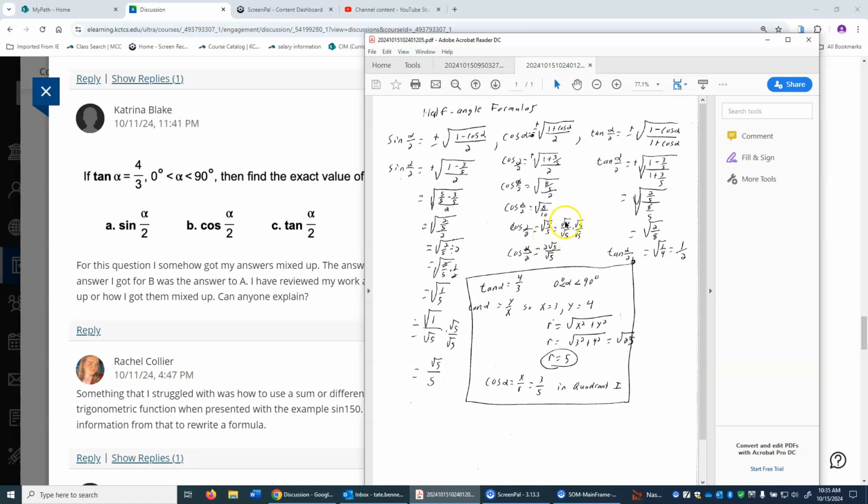Apply the quotient rule: square root of 4 over square root of 5. And I want to rationalize. Square root of 4 is 2. Square root of 5 times square root of 5 should just be a 5 there. It'd be 2 square root of 5 over 5.